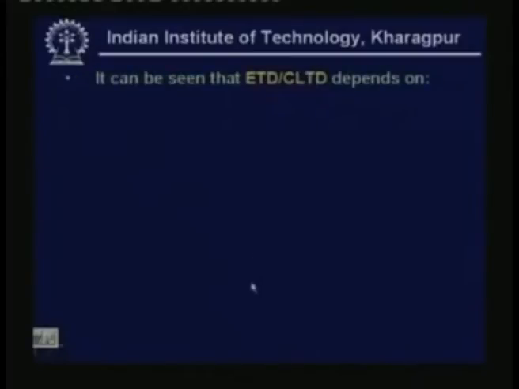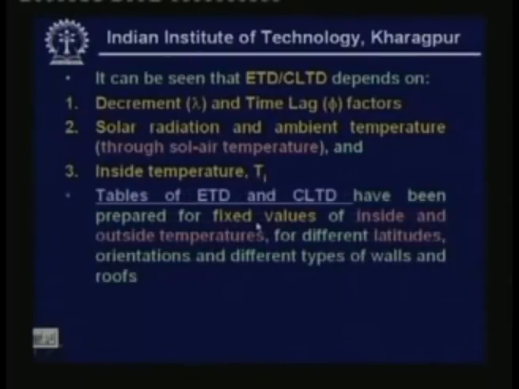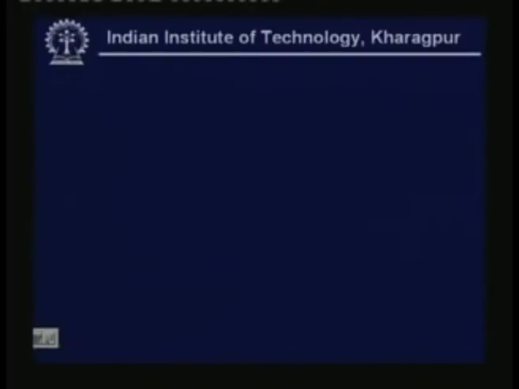So you can find that the ETD or CLTD depends on decrement and time lag factors, solar radiation and ambient temperatures through solar temperature, and inside temperature Ti. And tables of ETD and CLTD have been prepared for fixed values of inside and outside temperatures. For example, they are available in ASHRAE handbooks for different latitudes, orientations, and different types of walls and roofs. So let me show typical tables.